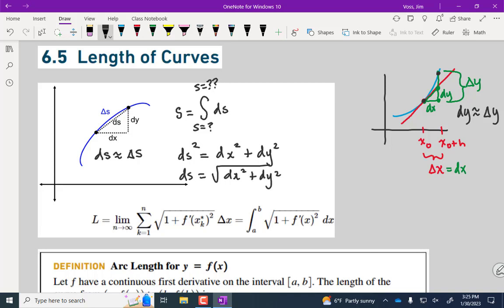We've got that. We're still in trouble though, because that square root, if we plug that inside here, doesn't make any sense. We need to have a dx or a dy all by itself on the outside, like a factor. And so we need to do some clever algebra here.